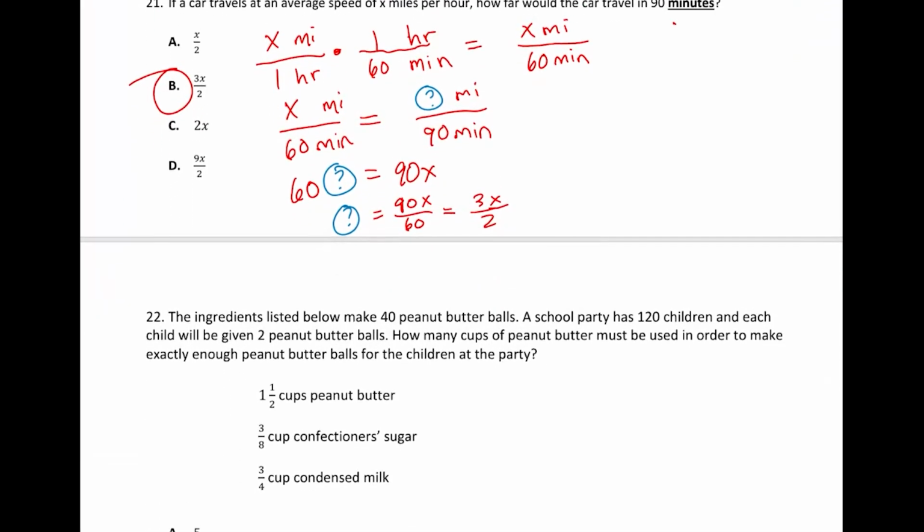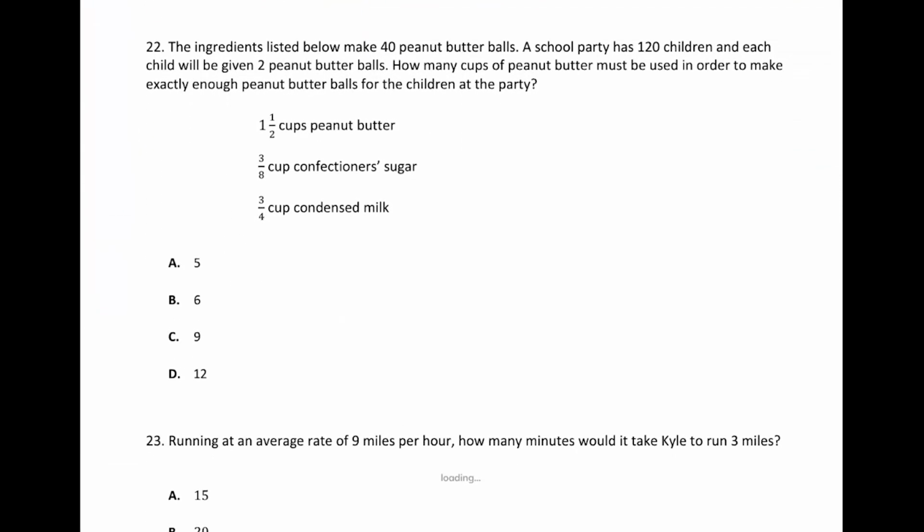Number 22 says the ingredients listed below make 40 peanut butter balls. Okay, so this is making 40 of these peanut butter treats. The school party has 120 children, and each child will be given 2 peanut butter balls. How many cups of peanut butter must be used in order to make exactly enough peanut butter balls for the children at the party? Okay, so we're just really focused here on the peanut butter. We don't care about anything else.